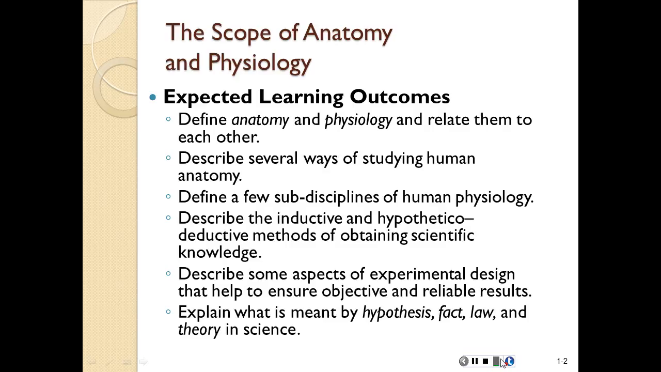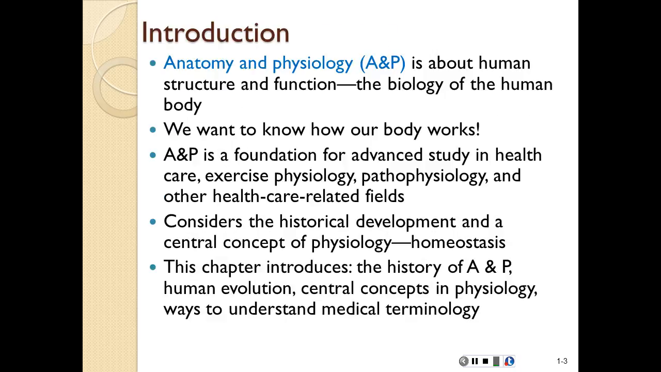We're going to look at the description of inductive and deductive methods of obtaining scientific knowledge, describe some aspects of experimental design that help to ensure objective and reliable results, as well as explain what is meant by hypothesis, fact, law, and of course theory when we're dealing with science.